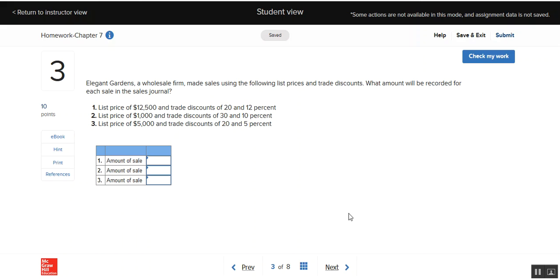So you actually have to take these discounts in a stepwise approach. You can't add the discounts together and do 20 plus 12 is 32%. That won't come out the same. So you're going to have to do $12,500. Figure out how much the discount is of 20%.